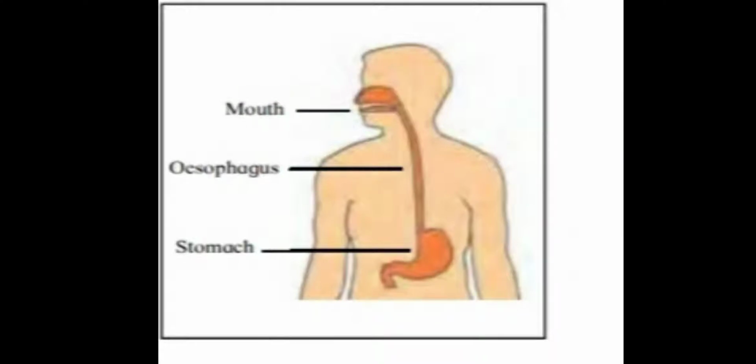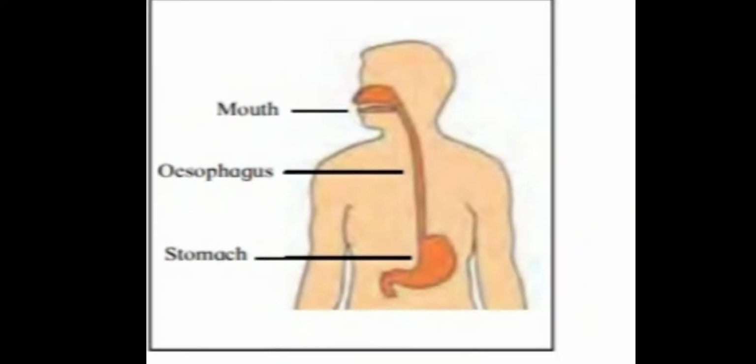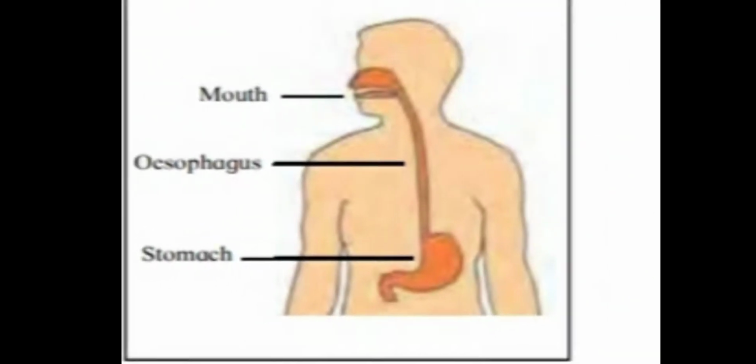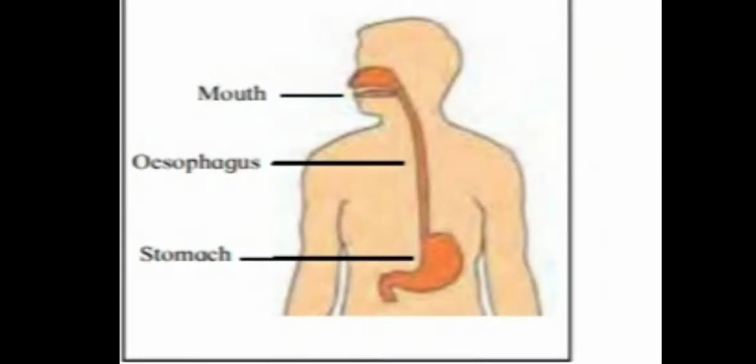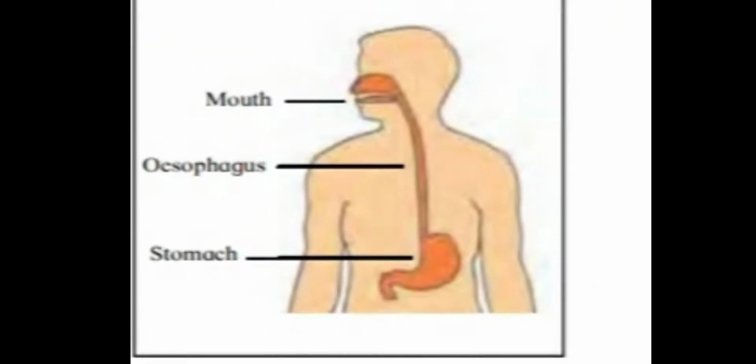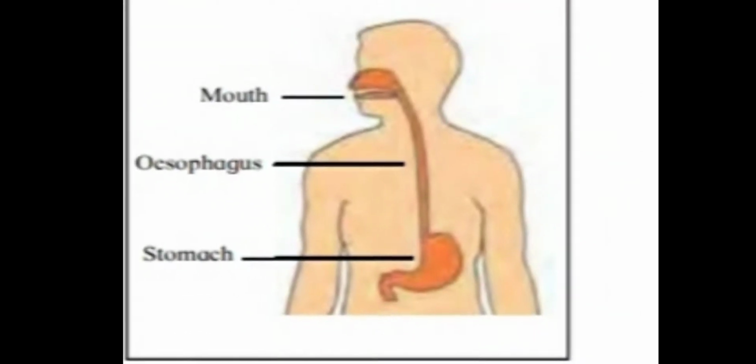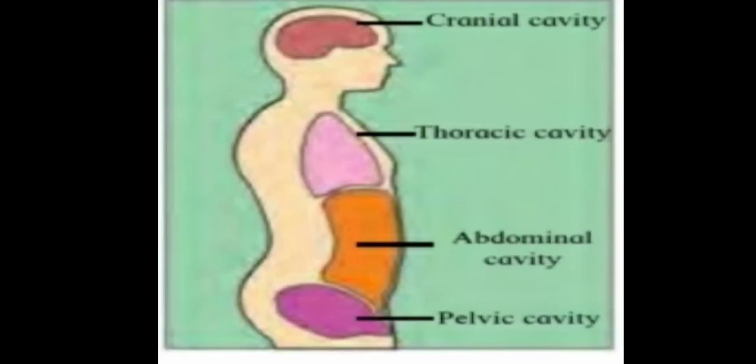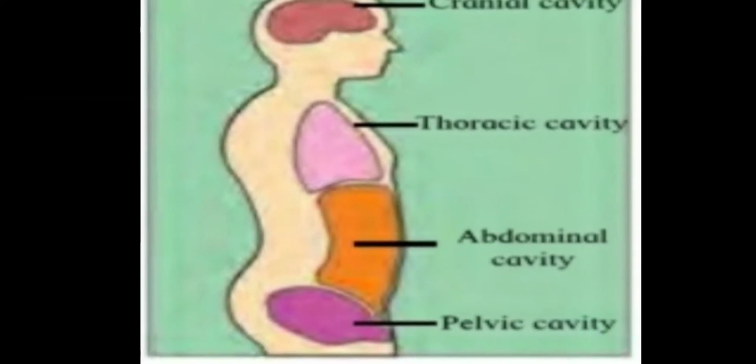Now we will learn about the esophagus. The picture alongside shows two internal organs, the mouth and the stomach. These organs help in the digestion of food. The stomach is situated in the abdominal cavity. Here you can see the stomach situated in the abdominal cavity.